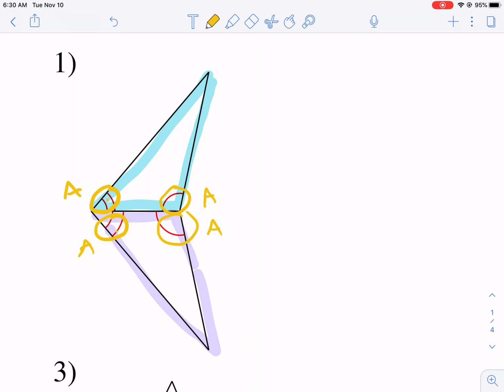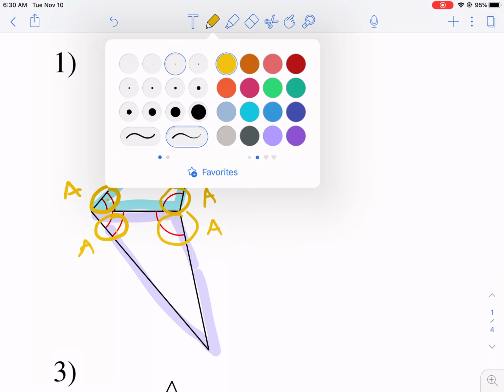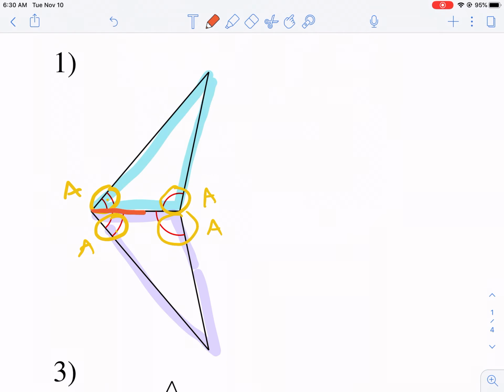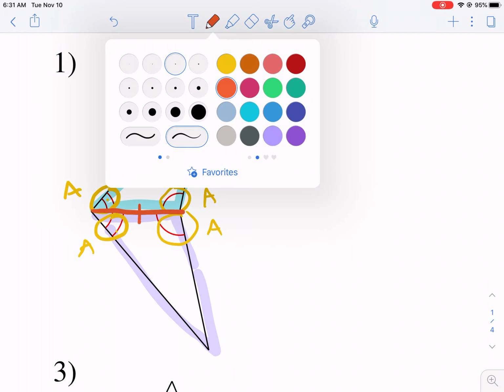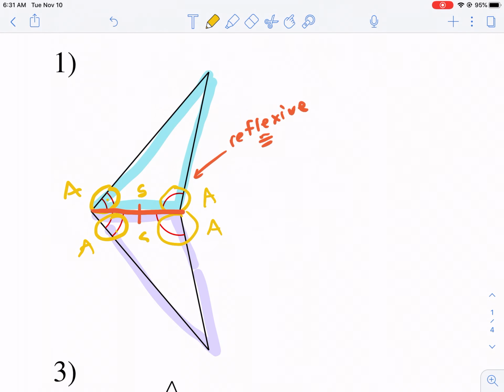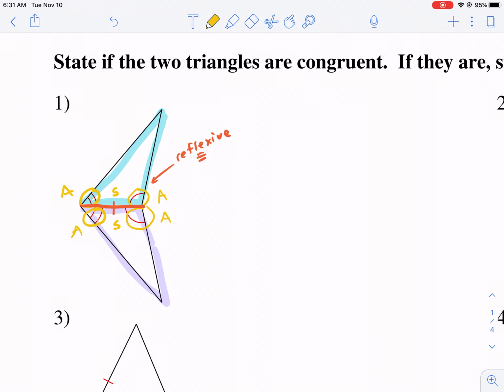And just looking at this, it looks like we're done. However, there's one more that's kind of hidden. We have this shared side. Anytime you have a shared side, it's congruent based on the reflexive property. So that is congruent. So guess what? That is a side for both the blue and the purple. Now we need to understand, just because we have three labeled givens doesn't mean that it's congruent.